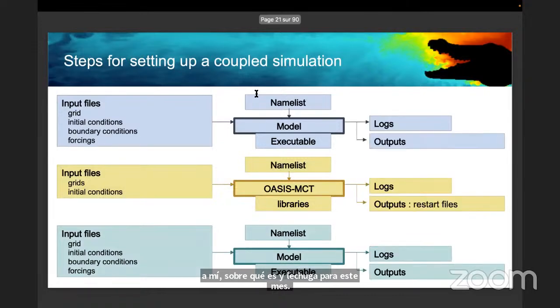And all this will bring you logs and outputs for each of these components. So you will have your usual logs and outputs from your CROCO model. You will have your usual logs and outputs from the wave model, and you will have logs and outputs from the OASIS coupler.